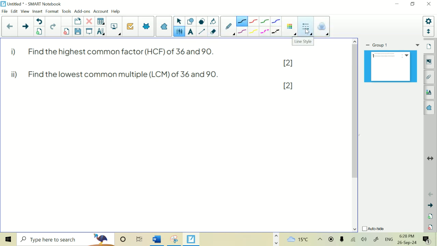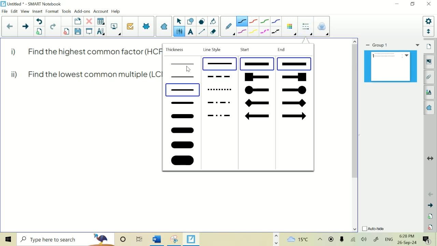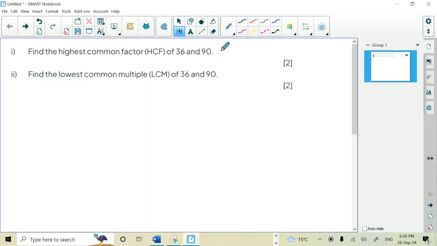Here is the Cambridge assessment with a question for 4 marks. So without further ado, let's do the math. Find the highest common factor of 36 and 90. And then part 2, find the lowest common multiple of 36 and 90.